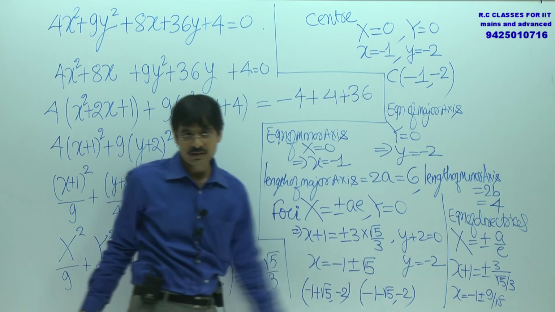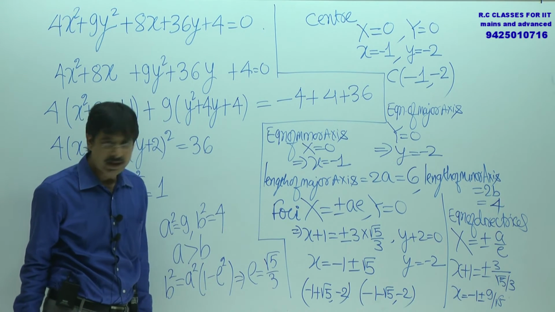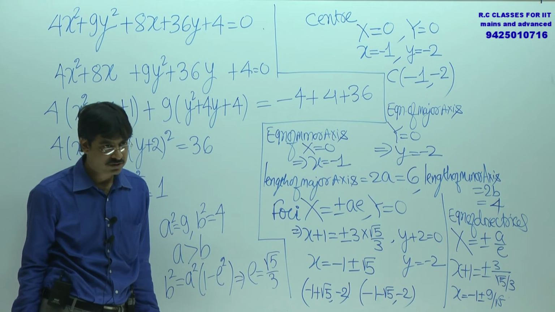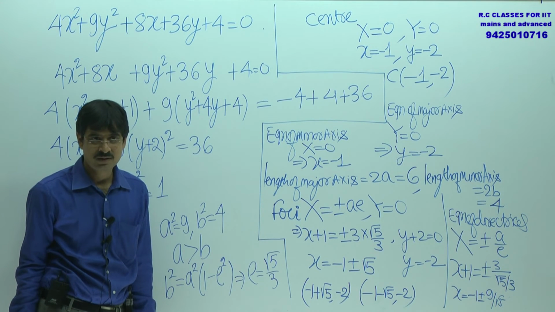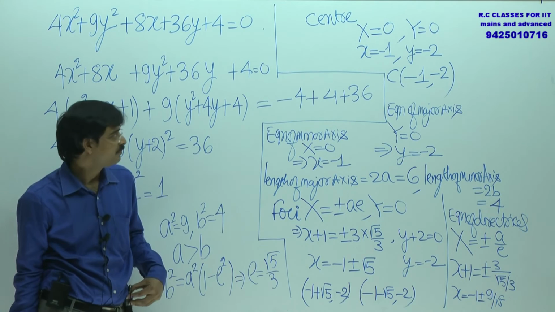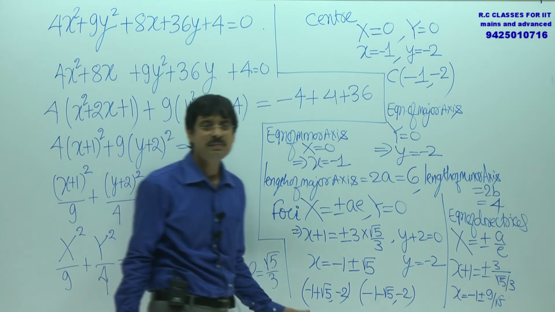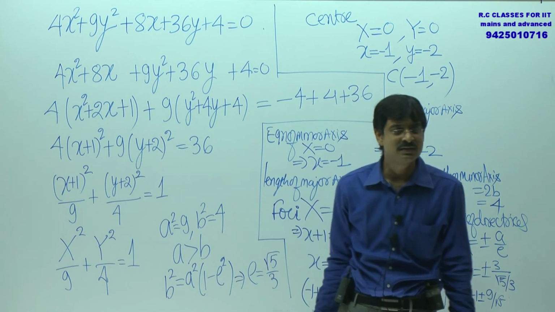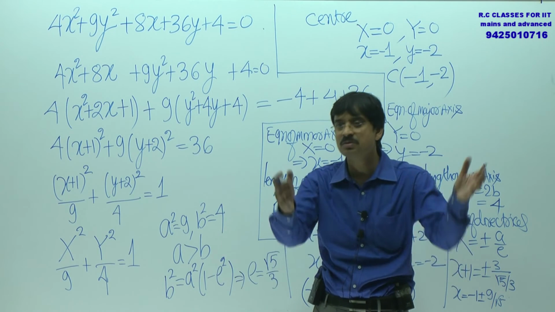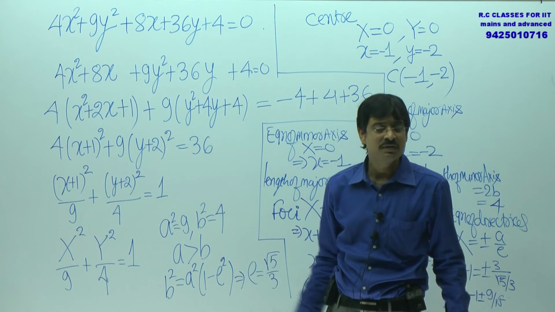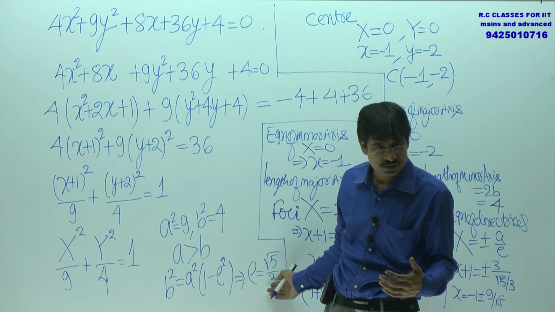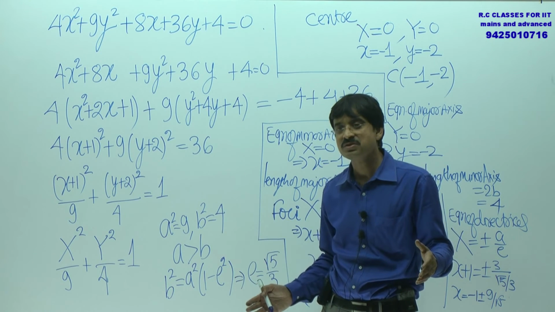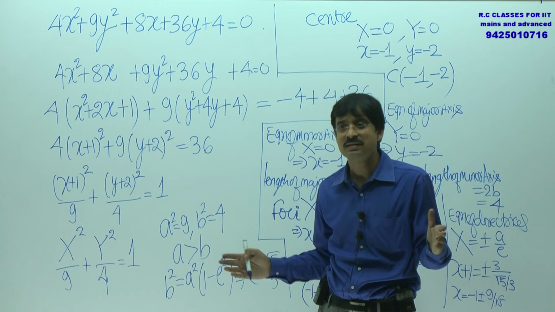Right? That is the equation of directrix. What about the length of latus rectum? Length of latus rectum 2b square by a, that will remain fixed. Actually what is happening is only the shifting of the curve. Eccentricity is not going to change, and the length of latus rectum will not change, nor will the lengths of the minor axis and major axis change.